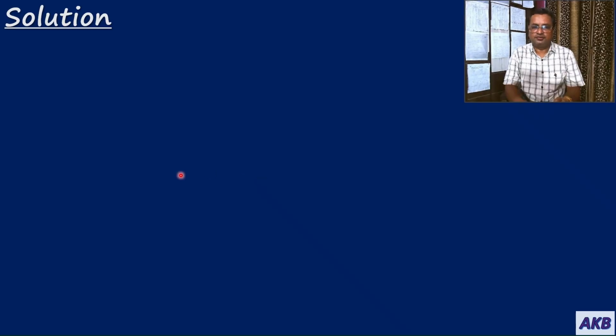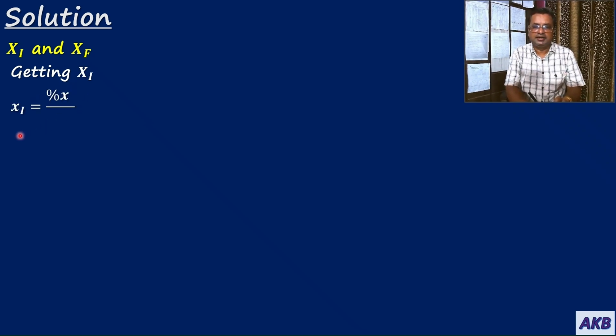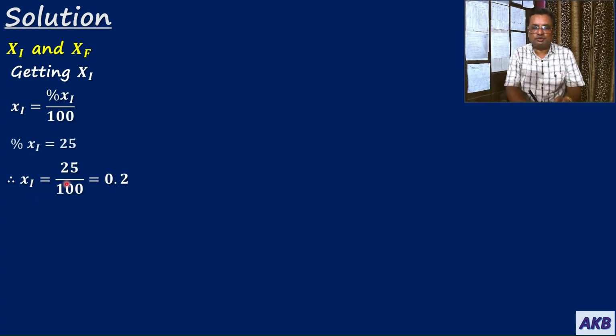Now let us solve the numerical example. Let us first find out capital Xi and capital Xf. So how to get capital Xi, let us understand. Small xi is percentage small xi divided by 100, because percentage small xi, that is initial moisture content on weight basis, is given to us as a percentage. And percentage will be converted to fraction by dividing with 100, you know that. So therefore since percentage xi is 25, xi will be 25 divided by 100, which is 0.25.